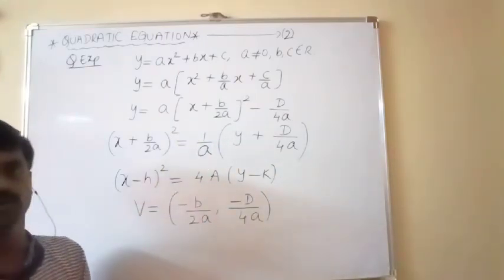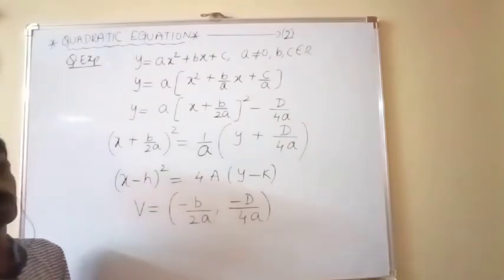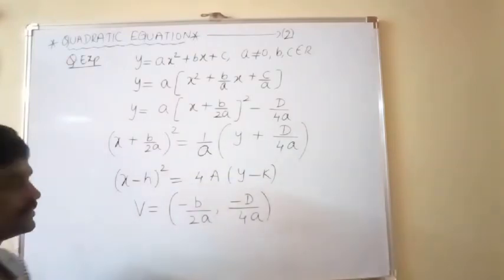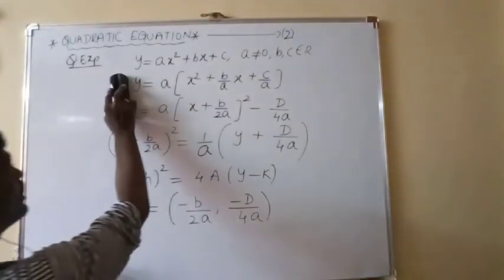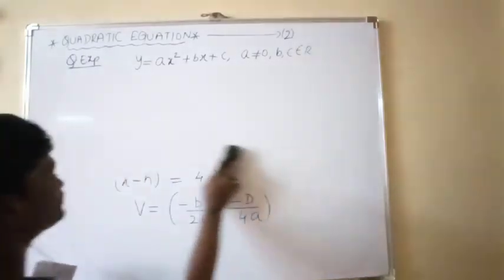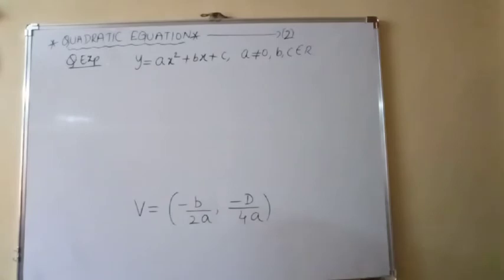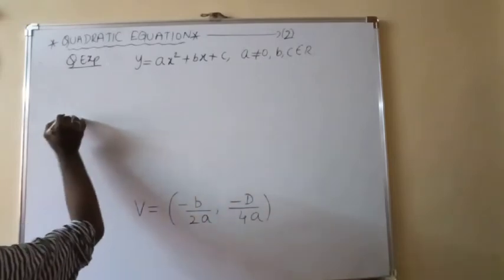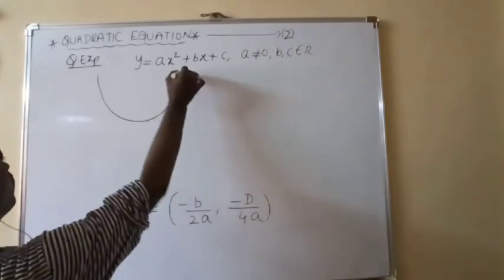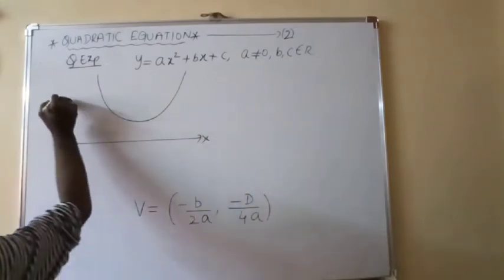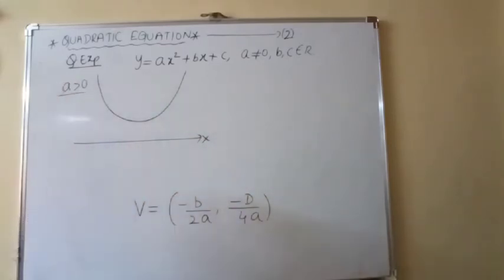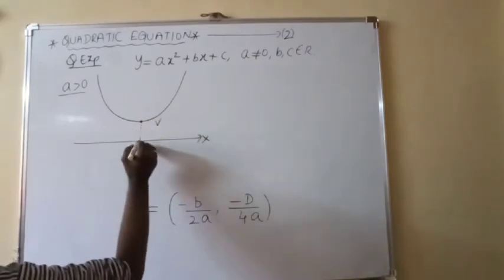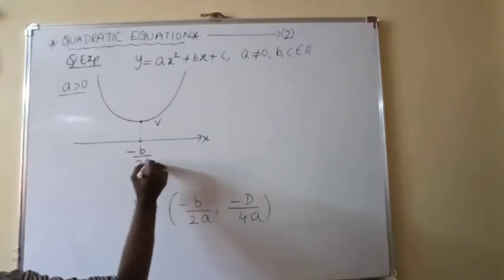Then automatically what will you get? An upward parabola. When a is negative, 4a is negative, then you get a downward parabola. Thus the graph of this quadratic expression is a parabola whose axis is parallel to the y-axis, with vertex at this point. When a is positive, the graph is an upward parabola, and this will be the vertex, with x equal to minus b by 2a.